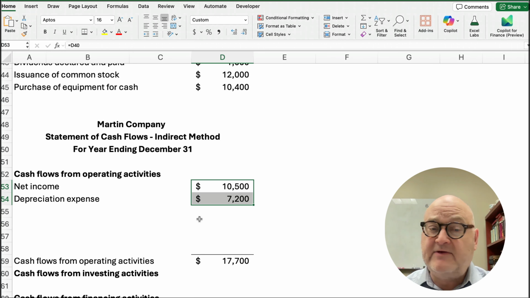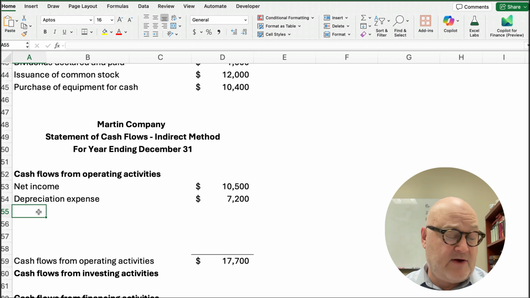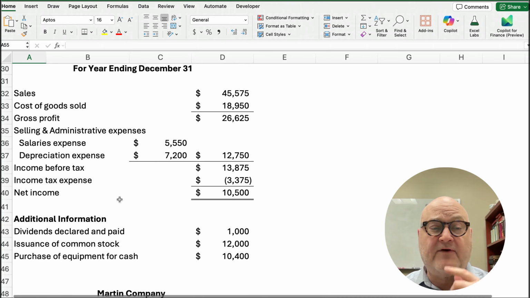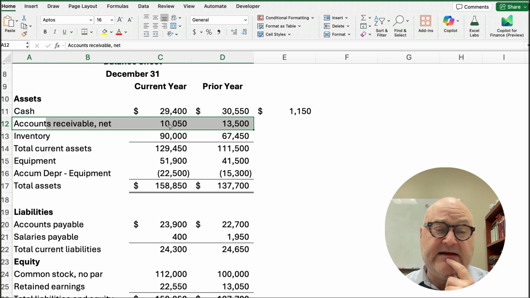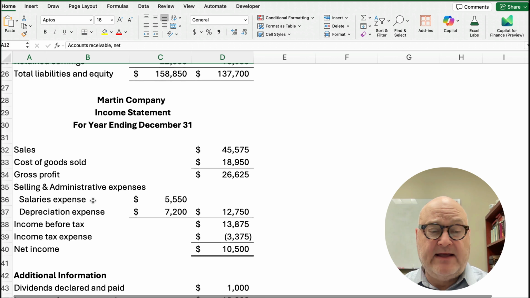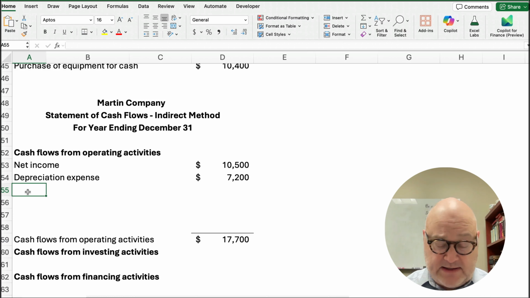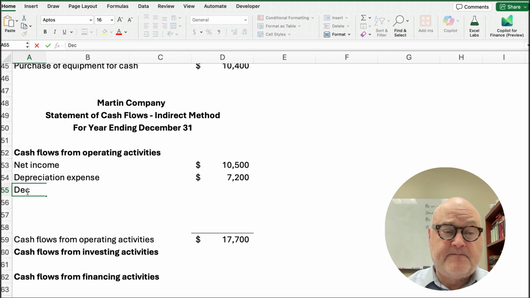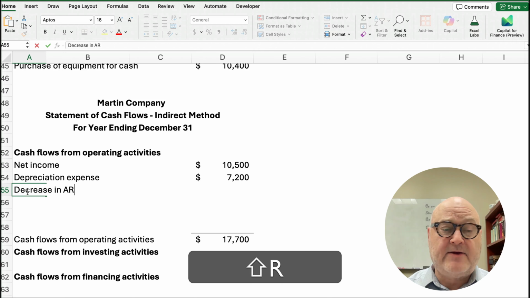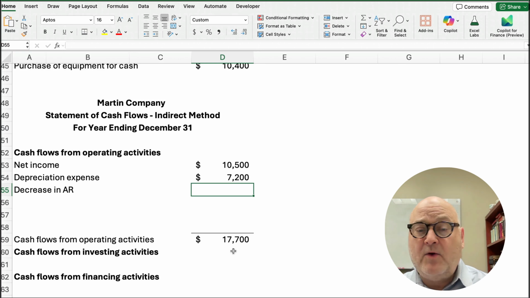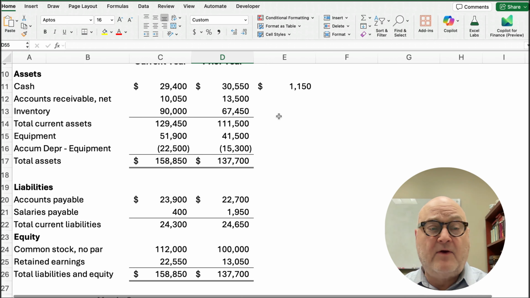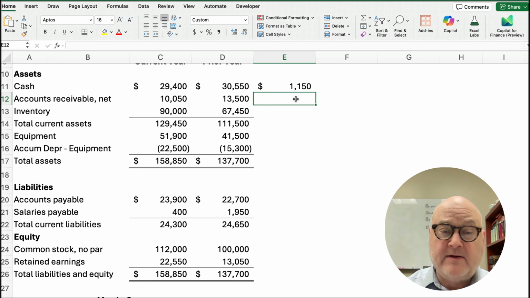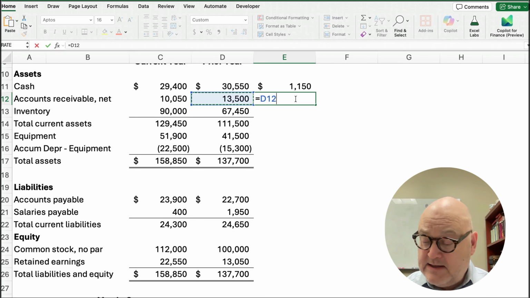We have some more. We need to take the differences in the current assets and the current liabilities. So let's look at our first current asset. We're going to scroll up here. Accounts receivable went from 13 down to 10, so that's a decrease in accounts receivable. So let's call it a decrease in accounts receivable. Now, what we want to do is start making the difference in each of these. So the accounts receivable went from 13 down to 10, 13 minus 10.